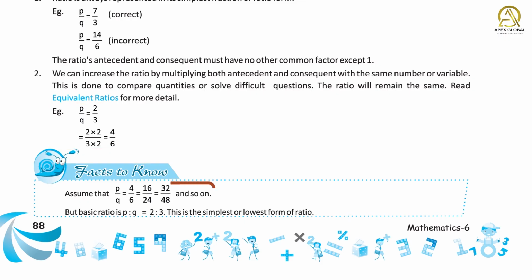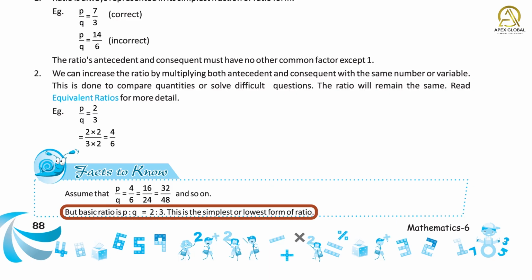Facts to know. Assume that P upon Q equals 4 upon 6 equals 16 upon 24 equals 32 upon 48, and so on. But the basic ratio is P ratio Q equals 2 ratio 3. This is the simplest or lowest form of ratio.